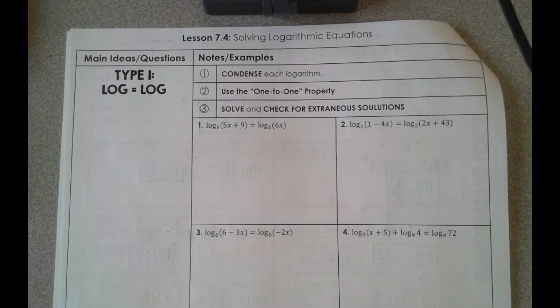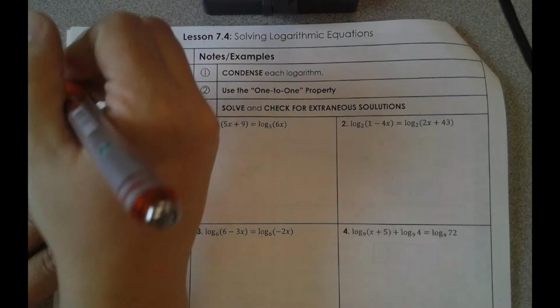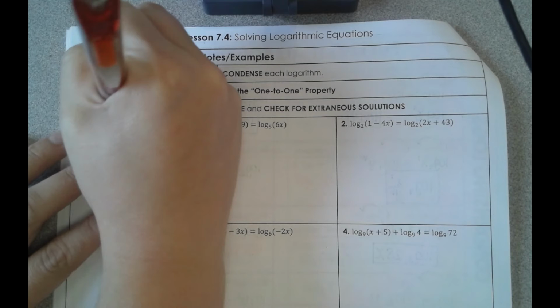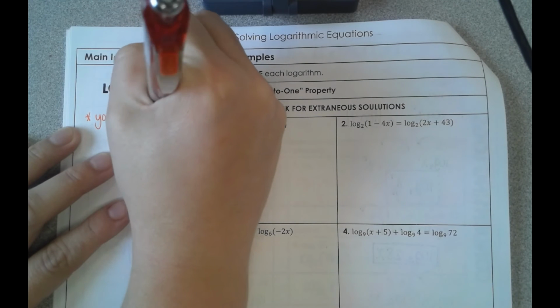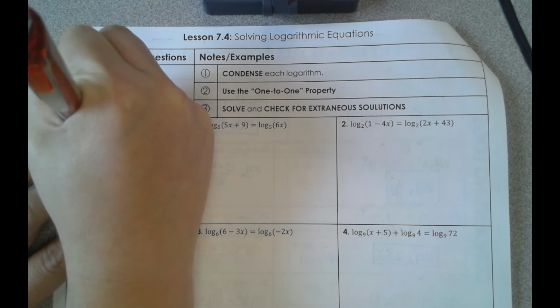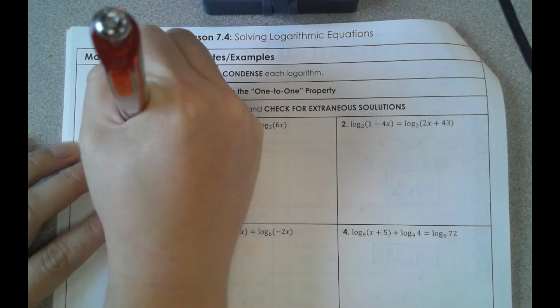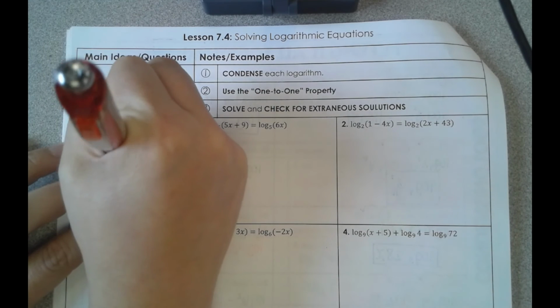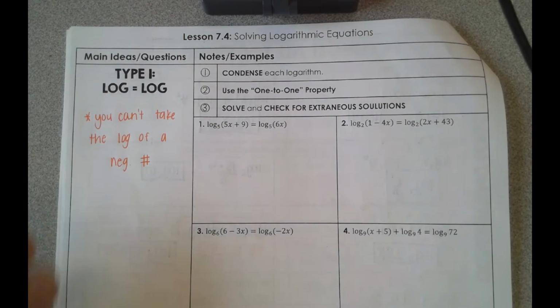Two types of log equations. The first type is when you have logs on both sides of the equation. And one thing that you need to know before we get started is that you cannot take the log of a negative number. So if you try to type in log of -2, you're going to get an error.